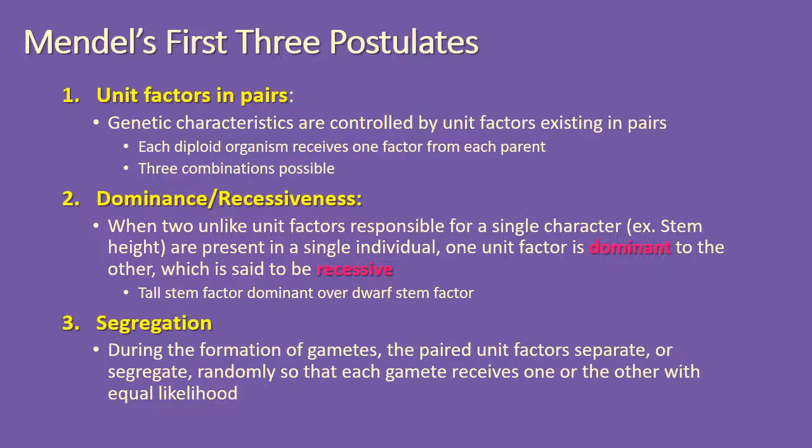And then he was also able to figure out that during the formation of gametes, so during the formation of the pollen and the pistil, these unit factors actually separate or segregate randomly, so that each time a new plant is formed, it's completely random, and they have equal chance of picking up one trait or the other, one factor or the other, with equal likelihood.